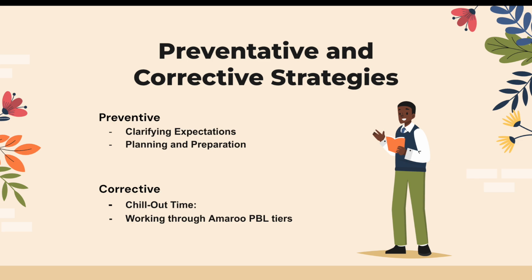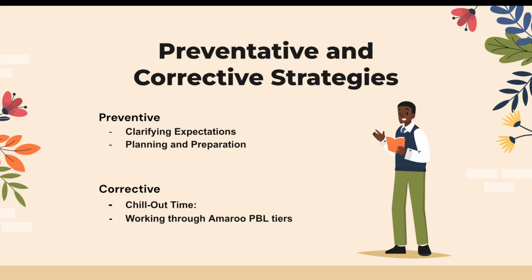Corrective strategies. Carl and Rogan 2004 explained corrective strategies are practical interventions designed to address student misbehaviour at the moment it occurs. Corrective strategies are necessary short-term solutions for when issues arise inevitably. These strategies require teachers to recognise the type of misbehaviour and determine the suitable intervention that can be applied. Our chosen corrective strategies will include a chill-out time and following the Amaru School PBL.